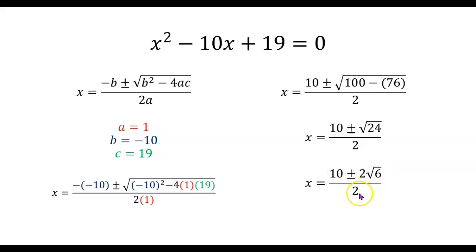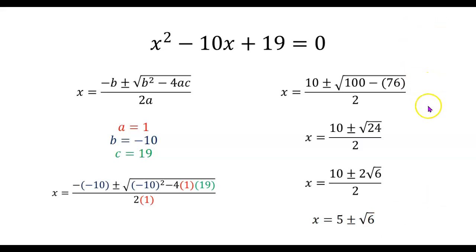And now this is all over 2, 10 plus or minus 2 times the square root of 6, all over 2. That means the 10 has to get divided by 2, and the 2 times the square root of 6 has to get divided by 2. So 10 divided by 2 is 5. 2 times the square root of 6 divided by 2 would just be the square root of 6. And here's our final solutions. One of them is 5 plus the square root of 6, and the other one is 5 minus the square root of 6.